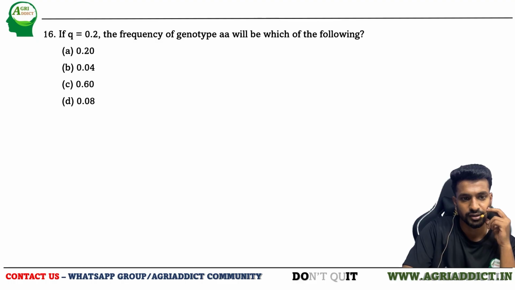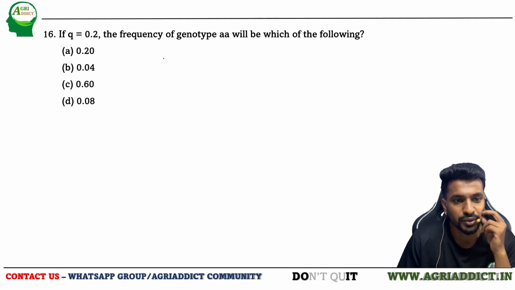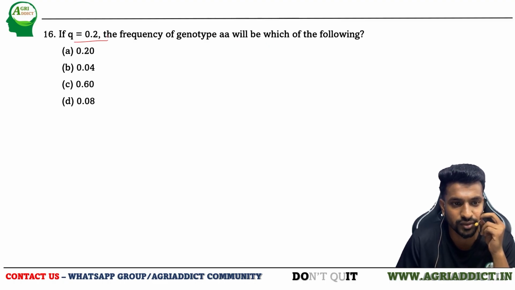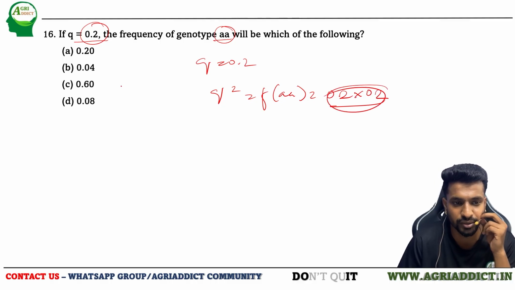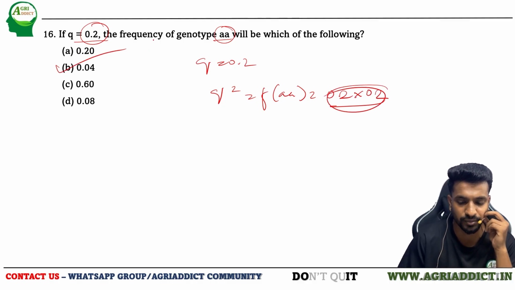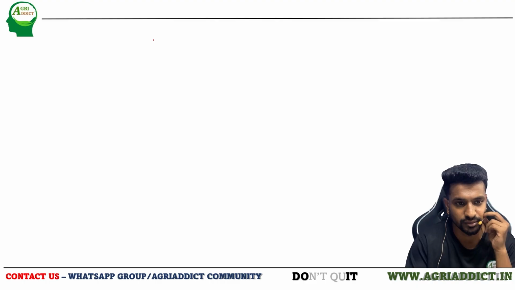Fine. Next one. If q is equal to 0.2, what will be the frequency of genotype small a, small a, among the following? So this is also very simple. Since q is equal to 0.2, we know that q square is equal to the frequency of small a small a, which will be equal to 0.2 into 0.2. That would be equal to 0.04, sorry.